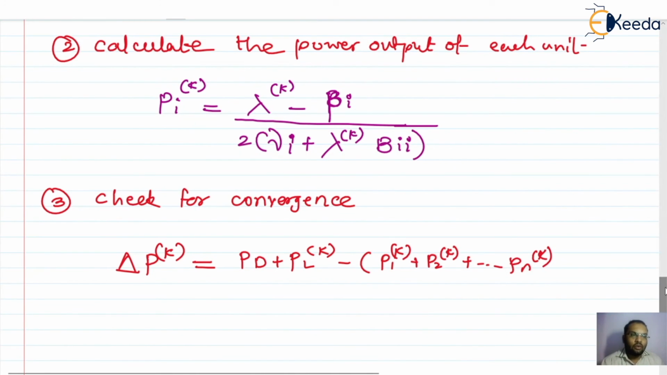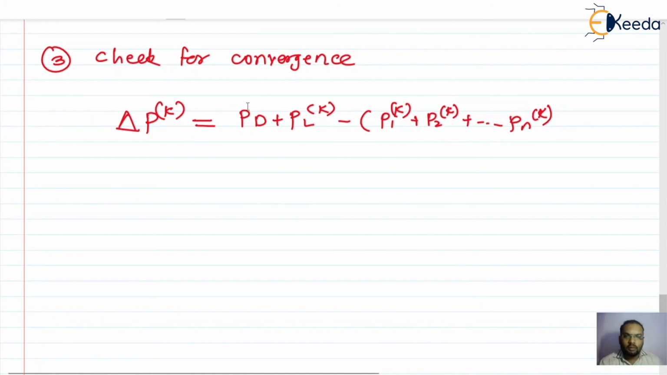Okay, so you have to check for this. If the change in real power, or the difference between Pd plus Pl with respect to the power output of each generating unit, is within the specified range, then we can stop the iteration. If it is not, then we can repeat the iteration. This will be specified in the numerical. If you are going for the numerical, this will be specified.